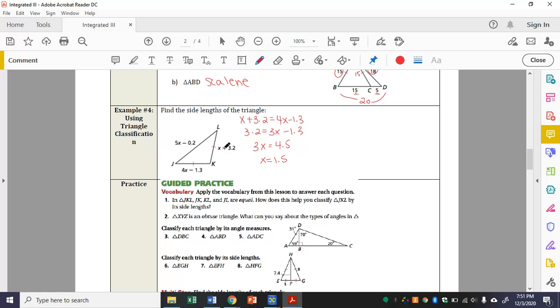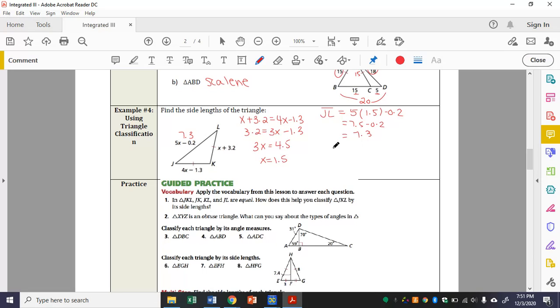So I'm going to find all my different side lengths here. I'm going to find the length of JL first. I would take 5 times my value for x, 5 times 1.5, and then I subtract 0.2. So 5 times 1.5 will give me 7.5. 7.5 minus 0.2 is going to give me 7.3. So this length here of my triangle is 7.3.